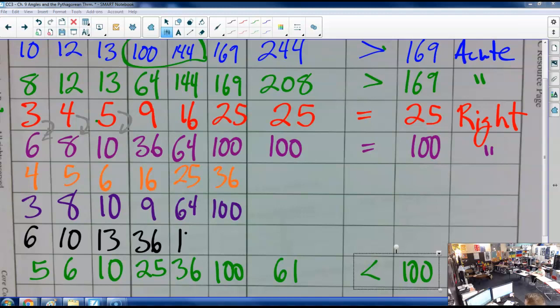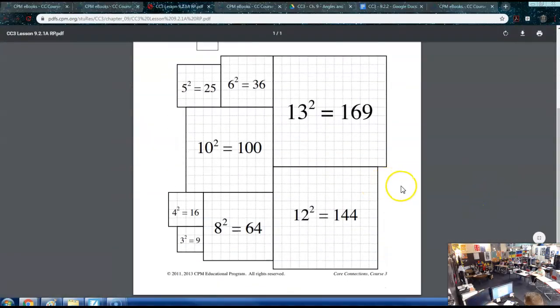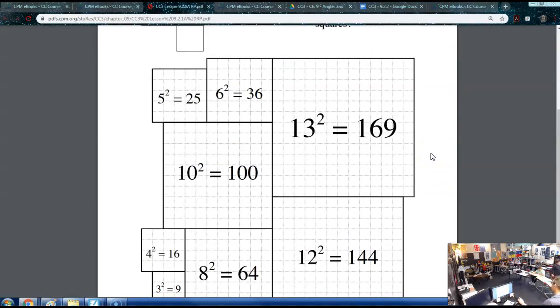And if the small area plus medium area is greater than the large area, then it's acute. And if they're equal, it's right. And if the small area plus the medium area is smaller than the large area, then it's obtuse. Yeah. And we also did inequalities, which wasn't even in the textbook.